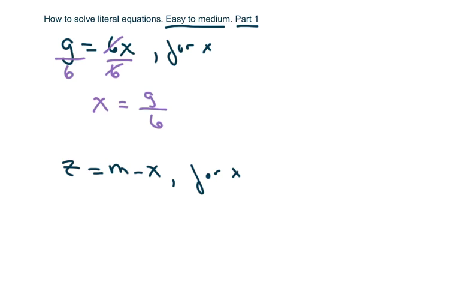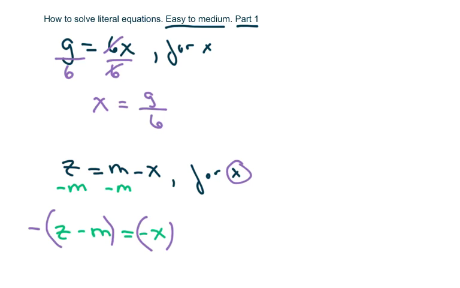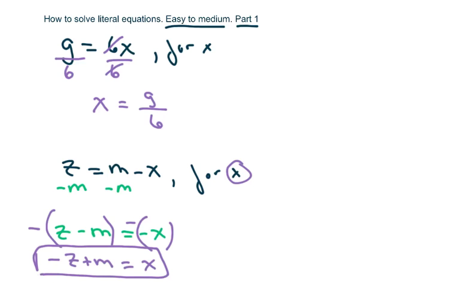Okay, and the next one we solve for x, and what you can do is subtract m from both sides, and you get z minus m equals negative x. Well, we're not solving for negative x, we're solving for x, so what I'm going to do is just multiply, or you can divide, both sides by negative 1. And so you just make all this opposite. This will be negative z plus m equals x, and that would be your answer there.